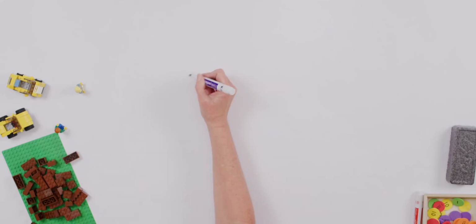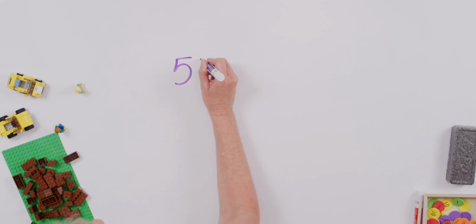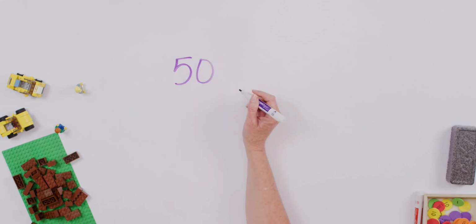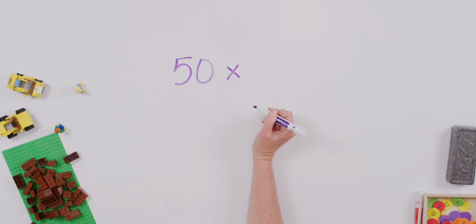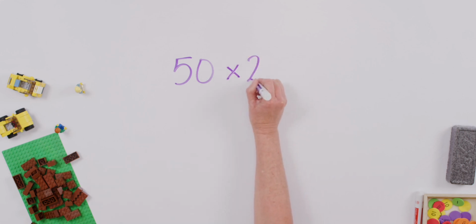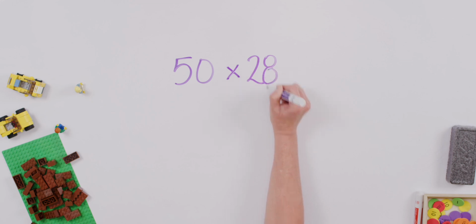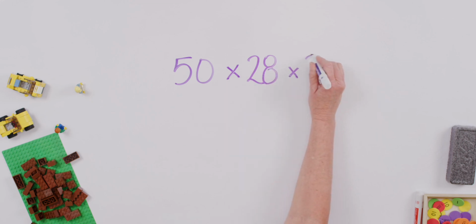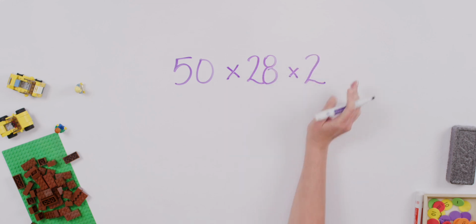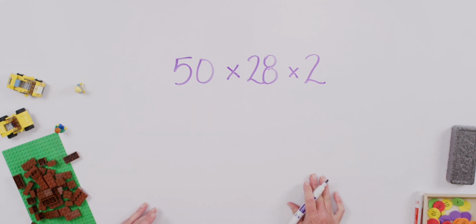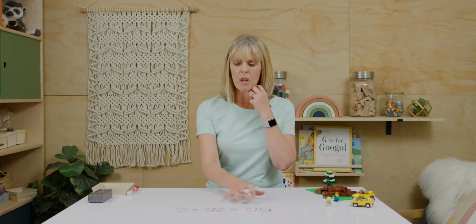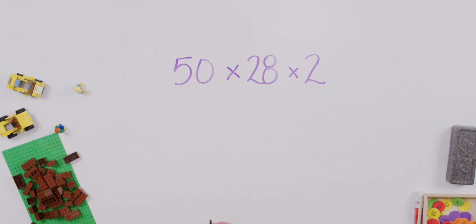So like I said before, the commutative and the associative property work with multiplying numbers also. So if we're going to multiply, let's do 50 times 28 times 2. Okay, so now we're trying to find the product. Remember when we're multiplying, we're going to use that word product, and that's our answer. So what do you want to multiply together first, or what do you want to move around a little bit?